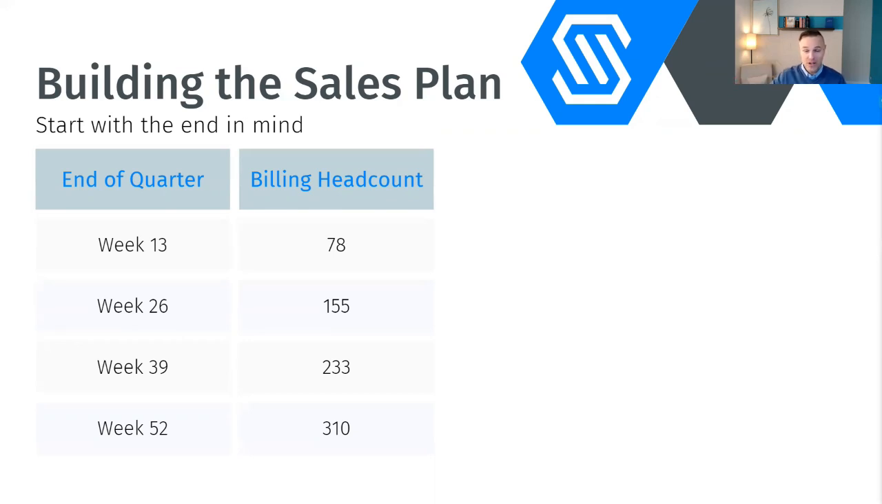So here's our quarterlies. End of week 13, we want to strive to be at 78. End of week 26, strive to be at 155, and so on and so forth. So that tells us where our billing headcount should be. It gives us a metric to compare progress against.